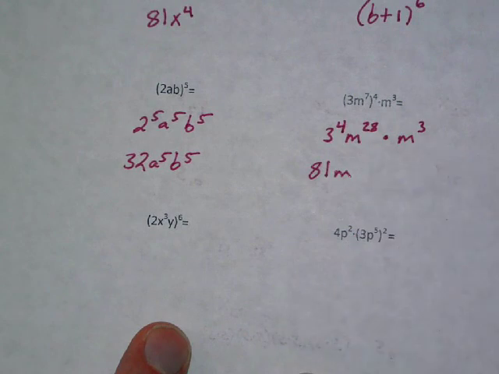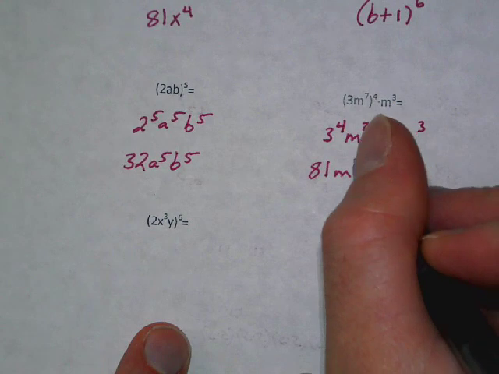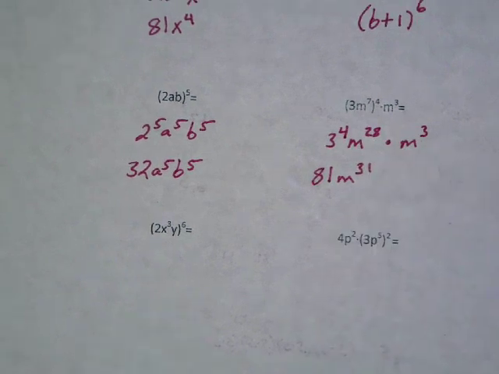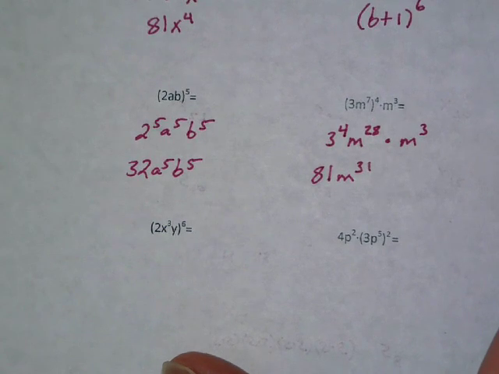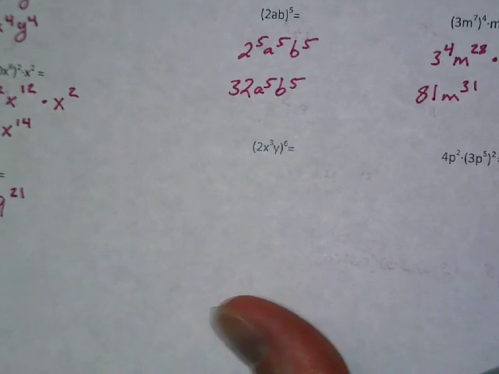Once you do that, it kind of starts to look a little easier. So 3 to the 4th, you put that in your calculator, you're going to get 81. And then what do we do with these exponents? Add them, because they're both m's, so 28 plus 3. We get m to the 31st.